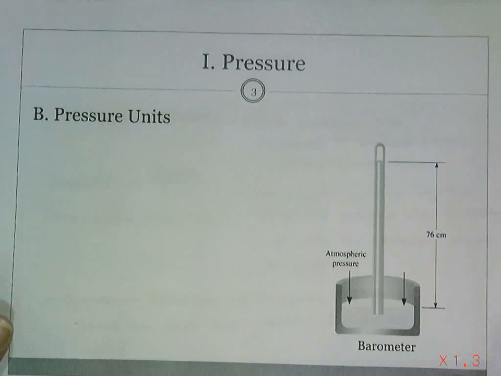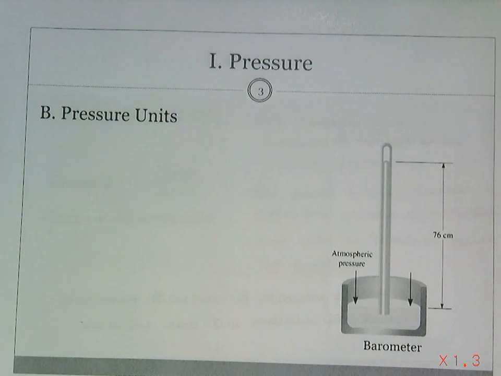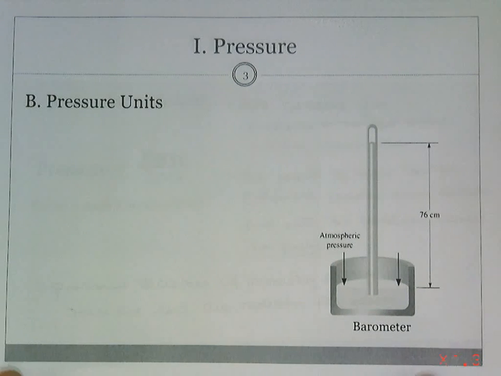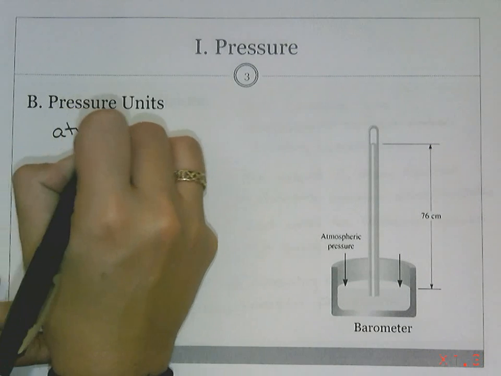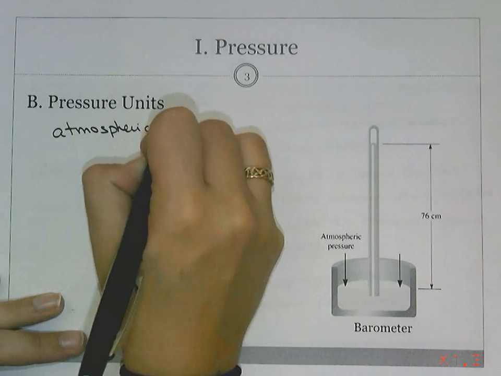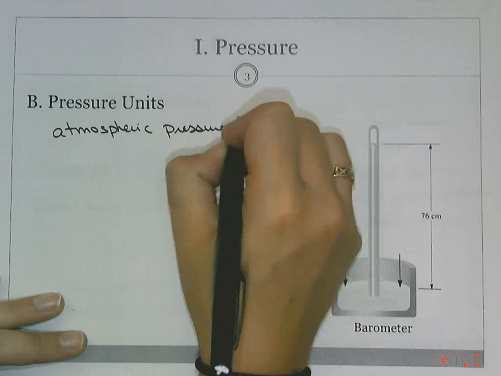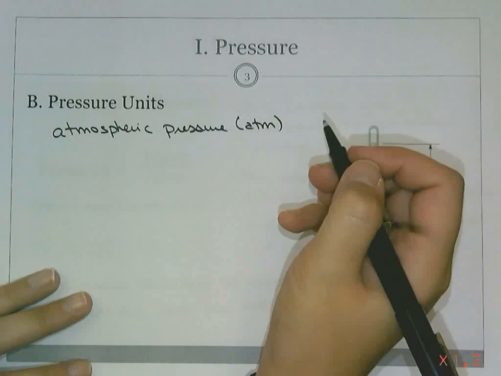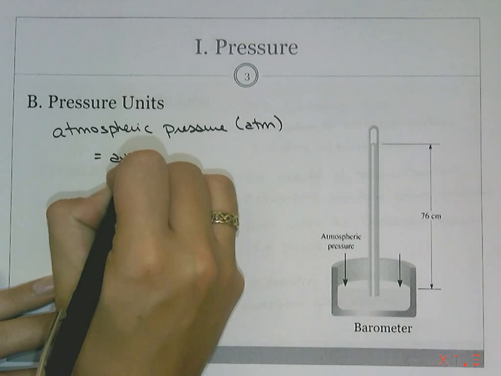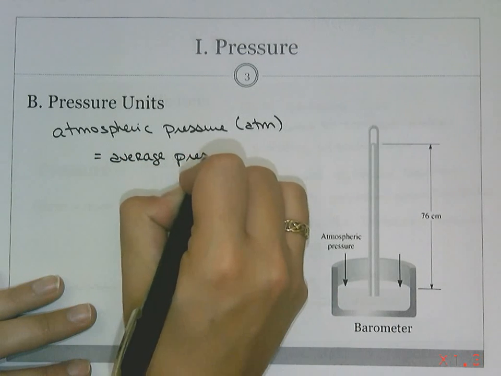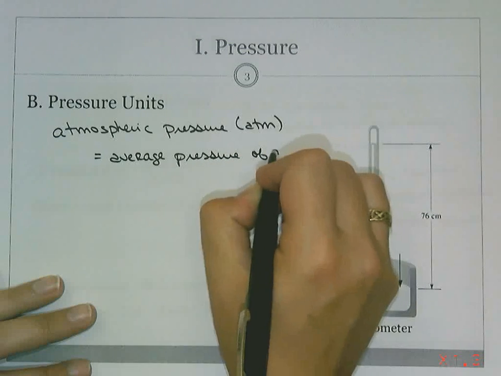So how is pressure measured? There's a few different ways we can measure pressure. The first and most standard way is to measure atmospheric pressure. Now, atmospheric pressure is the average pressure at sea level. So atmospheric pressure is given the symbol ATM, and that is the average pressure of air at sea level.